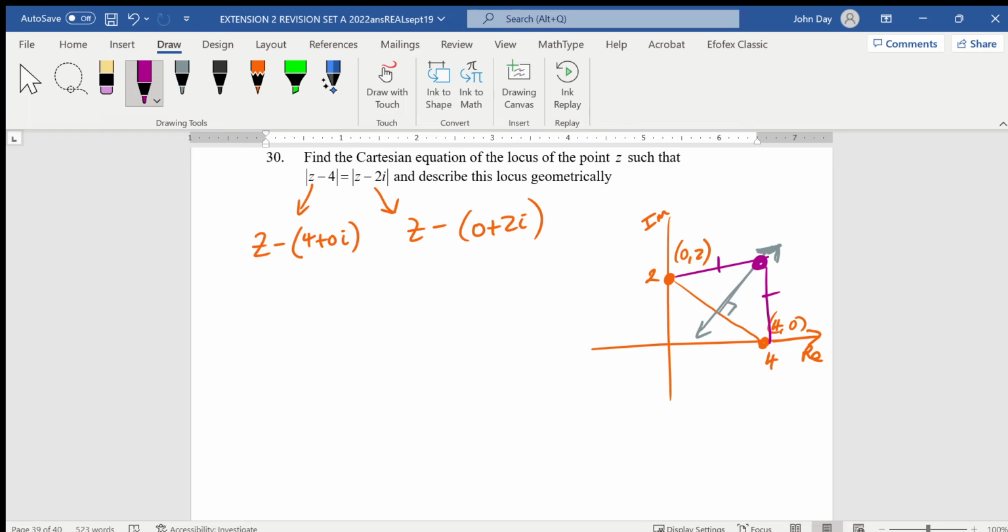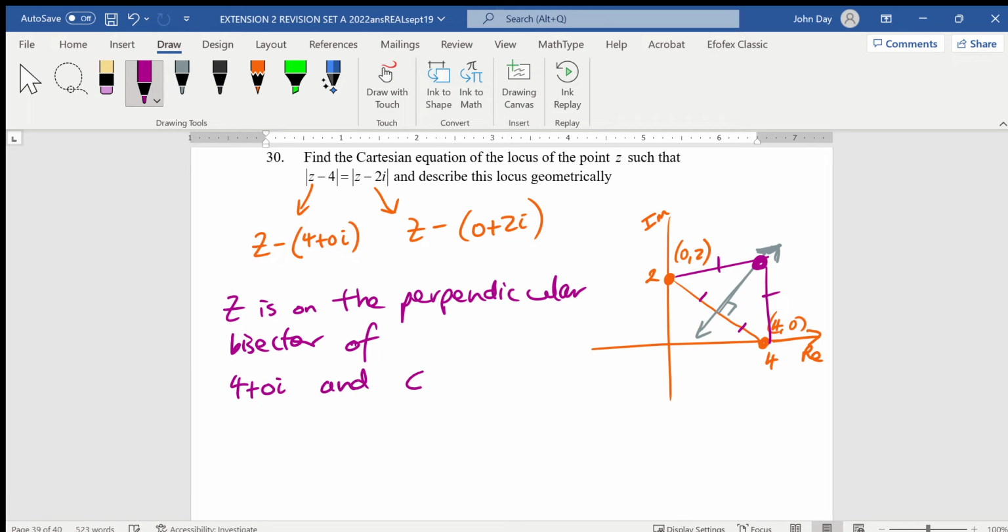Z is on the perpendicular bisector. I'll write it down. Z is on the perpendicular bisector because it cuts that interval in half, of 4 plus 0i and 0 plus 2i, yeah, because it says minus 4 and minus 2i, that's right. So that's the situation we've got.